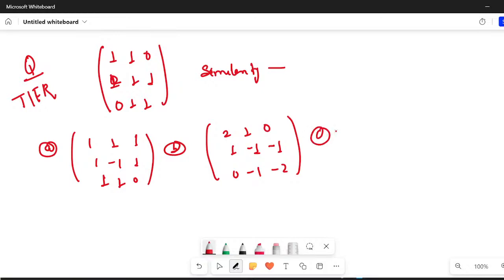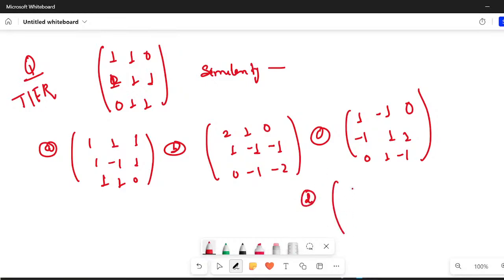Option C: 1, minus 1, 0, minus 1, 1, and 1, and 0, 1, and minus 1 here. And option D that was supplied to you was 1, minus 1, 0, and minus 1, 1, 1, 0, 1, 1. So which of the following do you think that is? This matrix is similar to which of the following matrices?